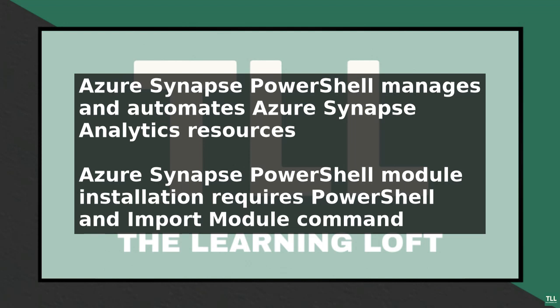You can install it by running the command Install-Module -Name Az.Synapse. Once installed, you need to import the module by running the command Import-Module -Name Az.Synapse. To use Azure Synapse PowerShell, you need to connect to your Azure account by running the command Connect-AzAccount.